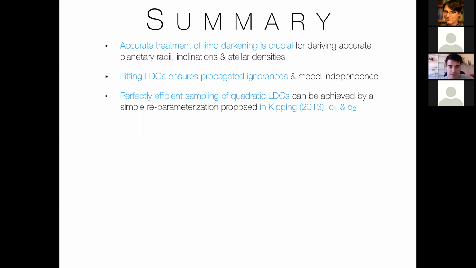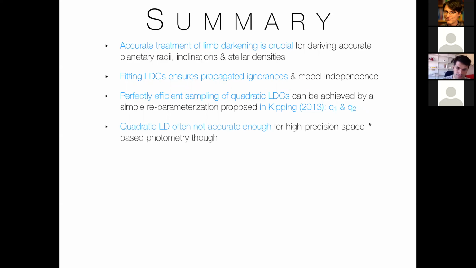Perfectly efficient and perfectly valid sampling of quadratic limb darkening coefficients is easily done by using a simple reparameterization, which I proposed in 2013 with Q1 and Q2. So if you only care about quadratic limb darkening, it is a perfectly solved problem. We have a perfect solution.